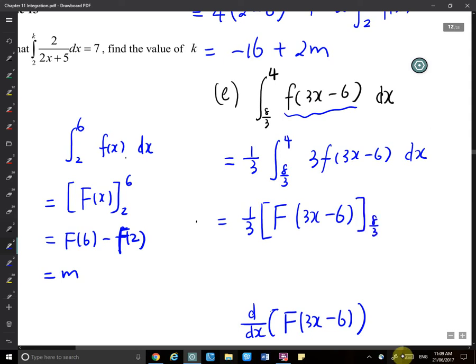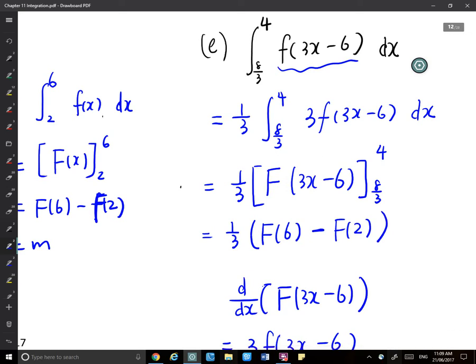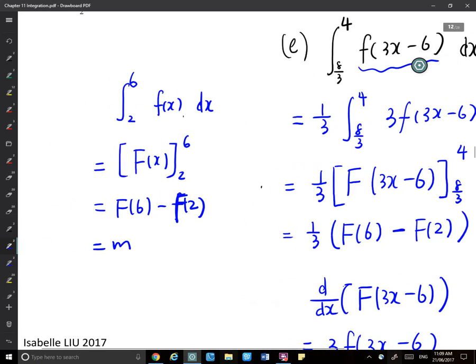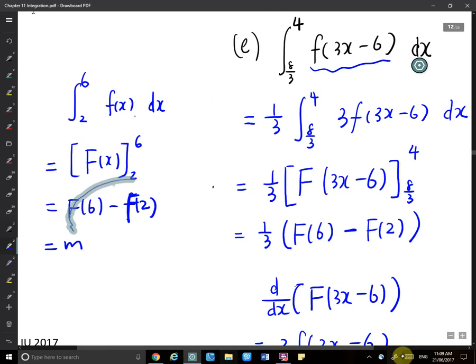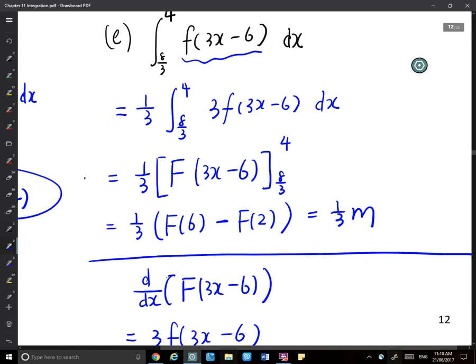And that's from 8 over 3 to 4. That is a third. Okay, I sub 4 in. That gives me minus F6. Minus, I sub that in. That gives me F2. What's F6 minus F2? That's M. F6 minus F2 is M. That's what you figured out from the beginning. So that gives you a third of M.